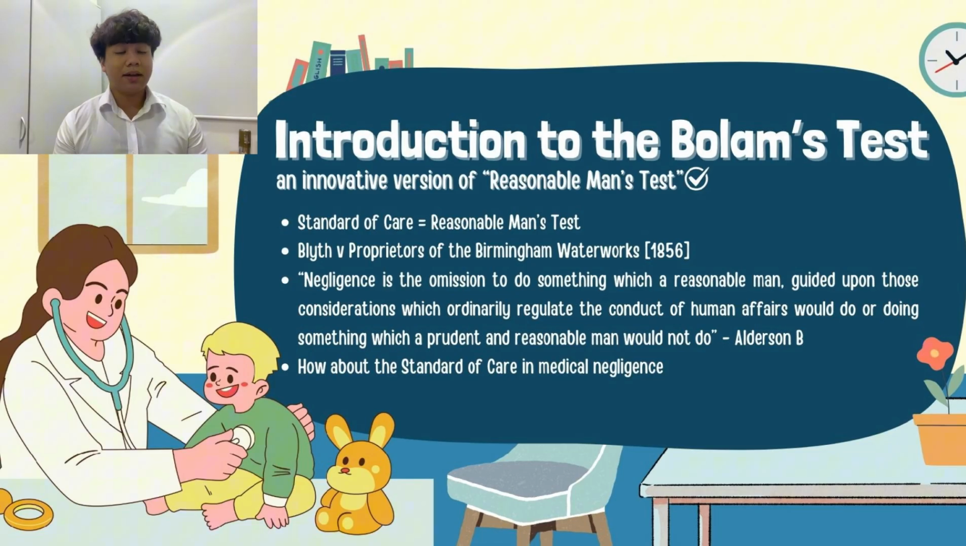So number one, we're going to go with the introduction to the Bolam test. The Bolam test is an innovation version of the reasonable man test. Okay, so first of all, how can we know if there is a breach of duty? We need to know the standard of care first. What is the standard that people need to follow? So by that, how can we know the standard of it?